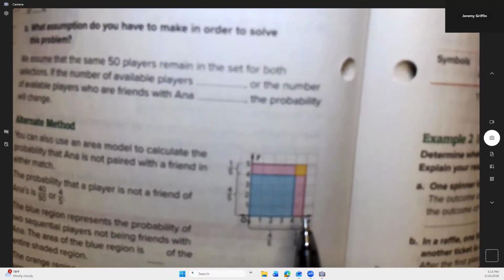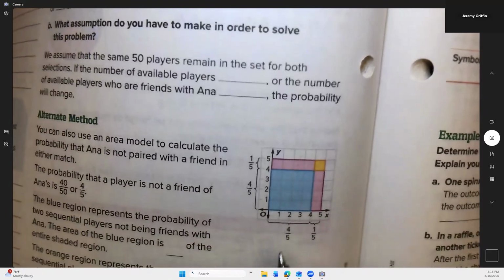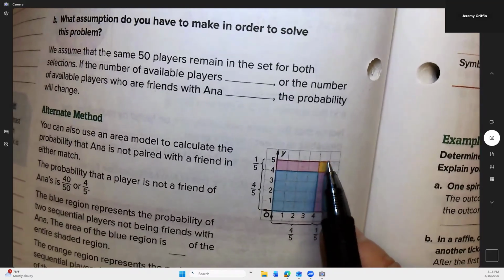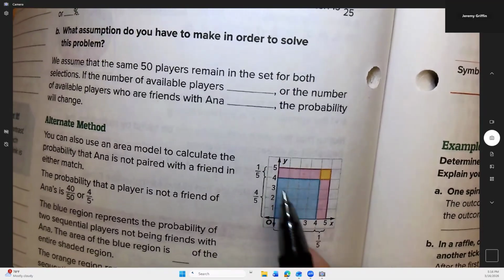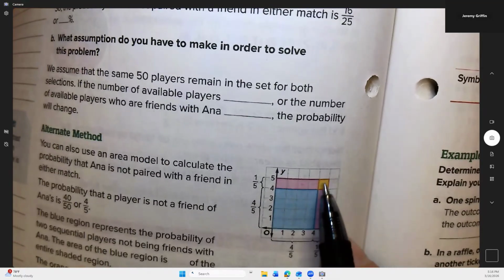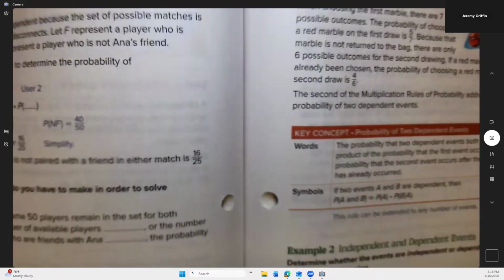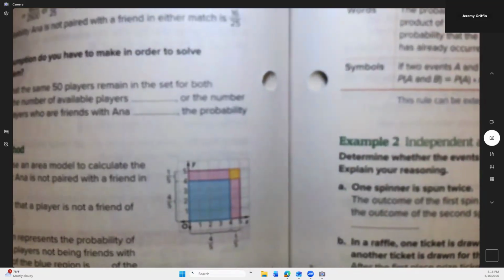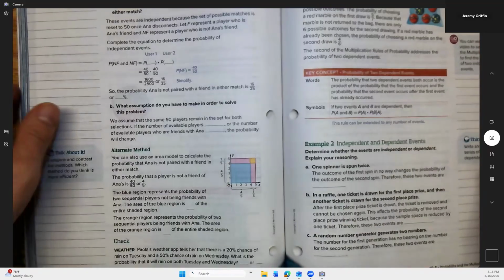If she was friends with one but not the other, that's this pink region plus this pink region. And if she was friends with both, well, that's very unlikely. That's just this little gold box right here, which is 1 in 5 times 1 in 5. That'd be 1 out of 25 or 4%. There's a 4% chance she'd be friends with both of them. That's another way to look at it. We solved for that blue square, so this math aligns with the blue square. That's an interesting way.